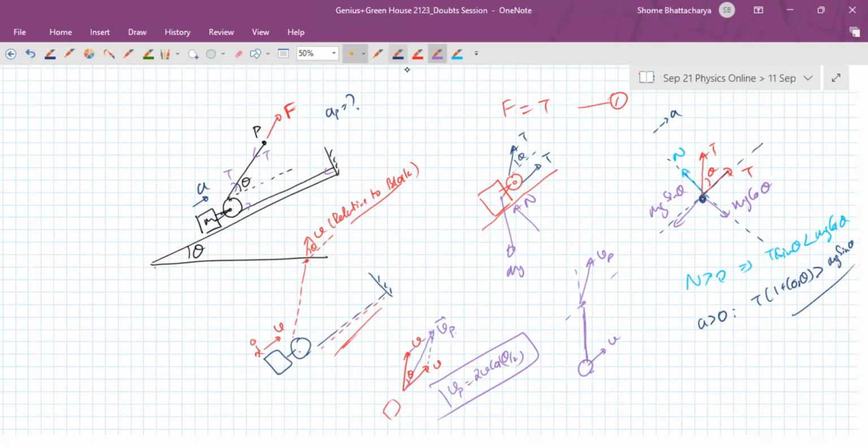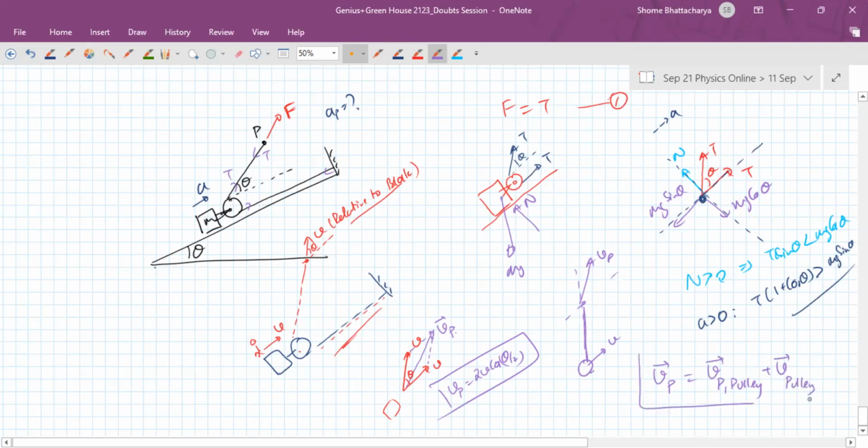Understanding? This is the velocity of that point P in the ground frame. It is the velocity of the point P with respect to the pulley plus the velocity of the pulley. So naturally, this is the difference of these two. Then sir, what does this 2v cos(theta/2) actually mean? It means that the instantaneous velocity of that point is this much, and it's at an angle of theta/2 with respect to this. You understanding?